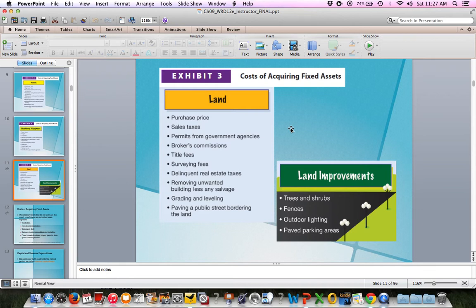So land, we don't depreciate, but land improvements we do. They will not last forever, right? Landscaping at some point in time needs to be redone. Fences don't last forever. Parking lots don't last forever. Fences, things like that.